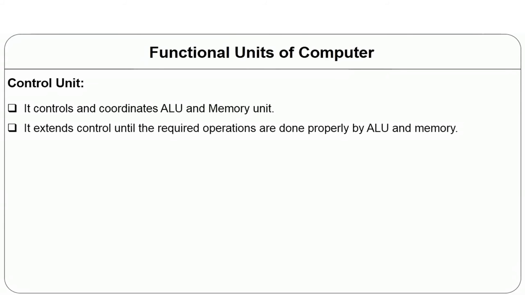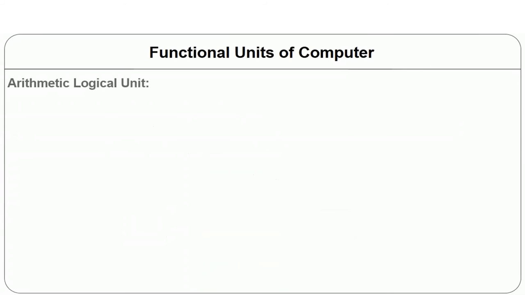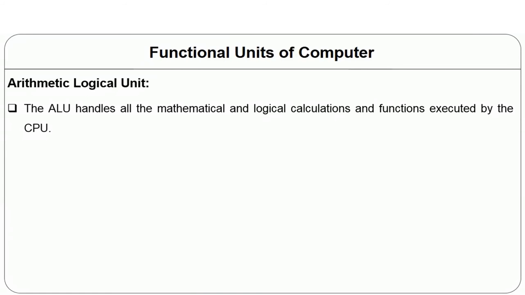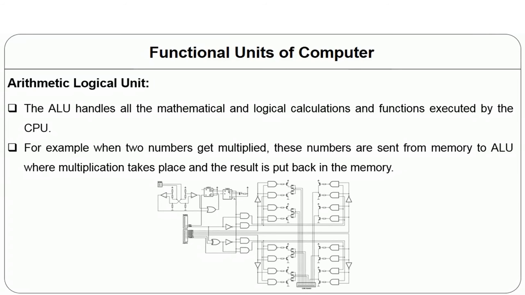Control unit. It extends control until the required operations are done properly by ALU and memory. It contributes significantly in the program execution. ALU, that is arithmetic logical unit, handles all the mathematical and logical calculations and functions executed by CPU. For example, when two numbers get multiplied, these numbers are sent from memory to ALU, where multiplication takes place and the result is put back in the memory.